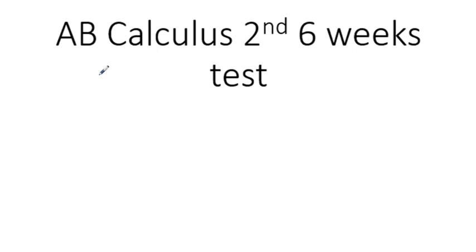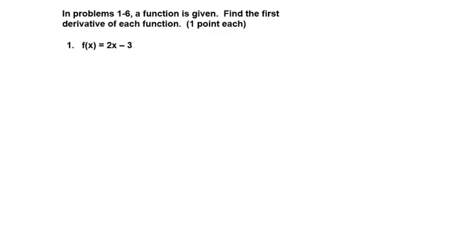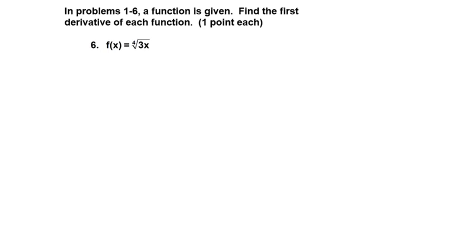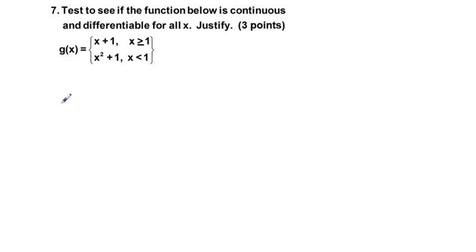This is AB Calculus second 6 weeks test for fall 2015. I earlier recorded part 1, which are the first 6 problems which have to do with the differentiation. We're going to go on with problem 7 onward, which I hope is this part 2, the rest of this test review. Problem 7, test to see if the function below is continuous and differentiable for all x.